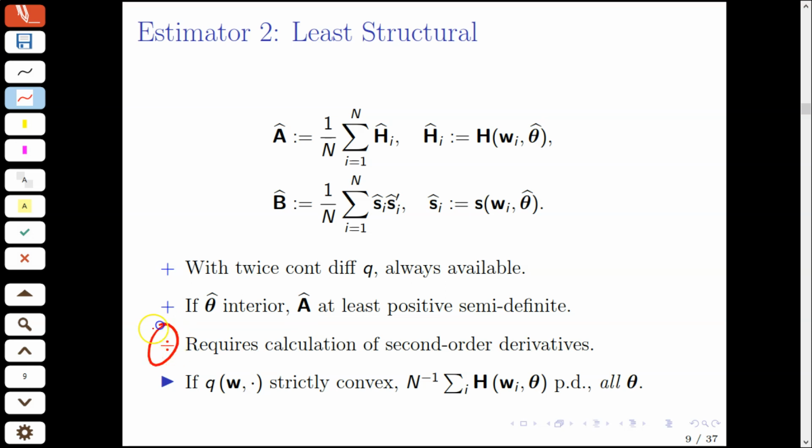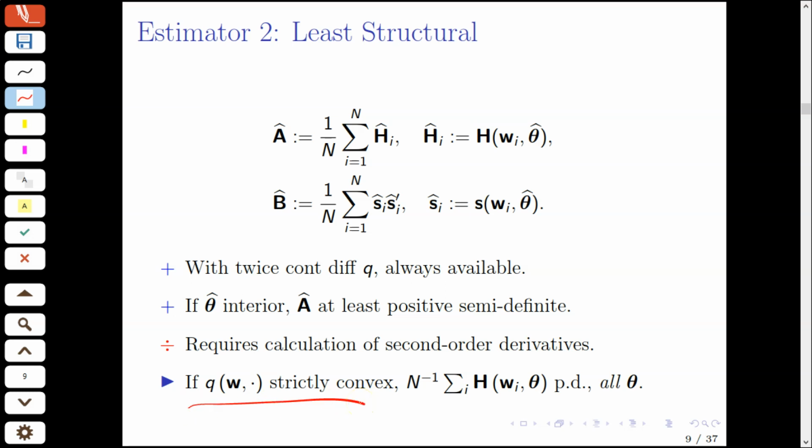The drawback here is that in order to compute A hat, we need to compute Hessians. That is, we need to calculate second-order derivatives of the Q function with respect to theta, which may be complicated if the Q function's dependence on theta is complicated. Or if we leave this calculation to the computer, it may be a heavy calculation for the computer to carry out if the Hessian matrix is somewhat large.